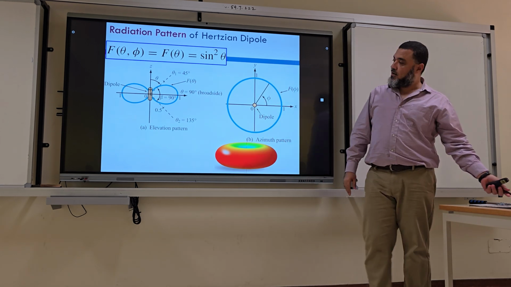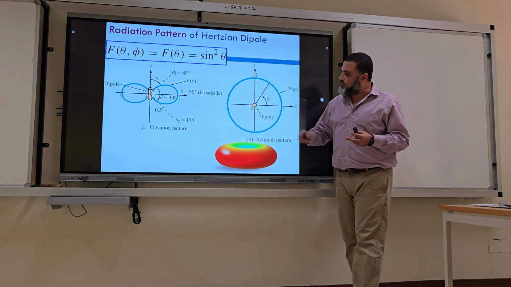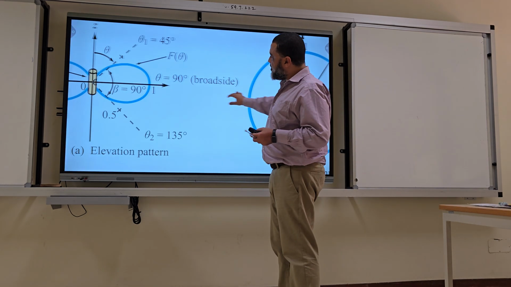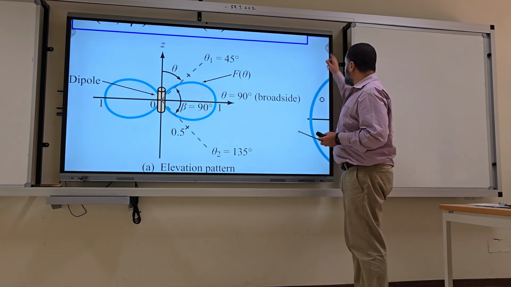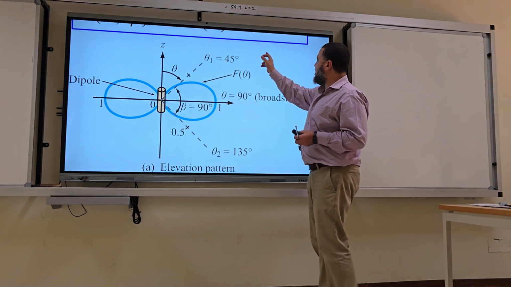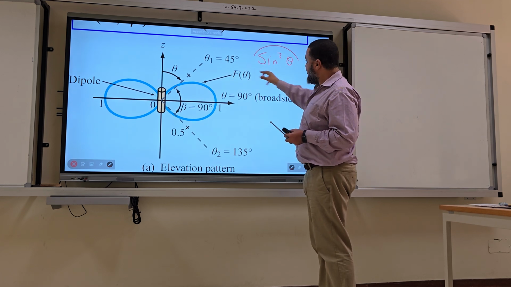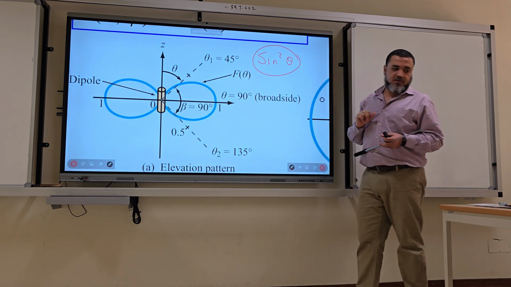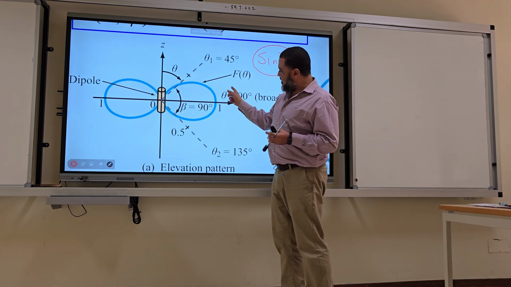Based on this information, the maximum is happening at theta equal to, what is the maximum here? 90 degrees. Theta equal to 90 degrees. What you see here, ya shabab, is sine square theta. So the maximum radiation is along the 90 degrees, along this direction.